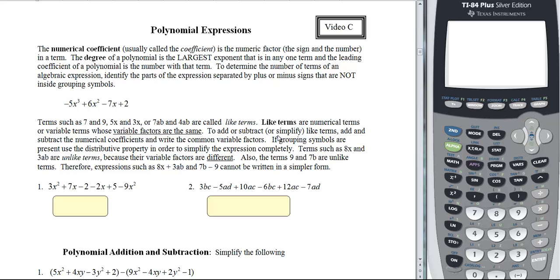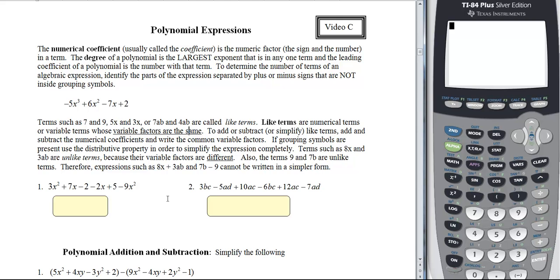To add or subtract, called simplifying like terms, you add and subtract the numerical coefficients and write the common variable factors. If grouping symbols are present, use the distributive property in order to simplify the expression completely. Now, terms such as 8x and 3ab are unlike terms because their variable factors are different. Also, the terms 9 and 7b are unlike terms because the 9 does not have a variable factor, whereas the 7b does. So expressions such as 8x plus 3ab and 7b minus 9 cannot be written in a simpler form. That's as far as they can go.